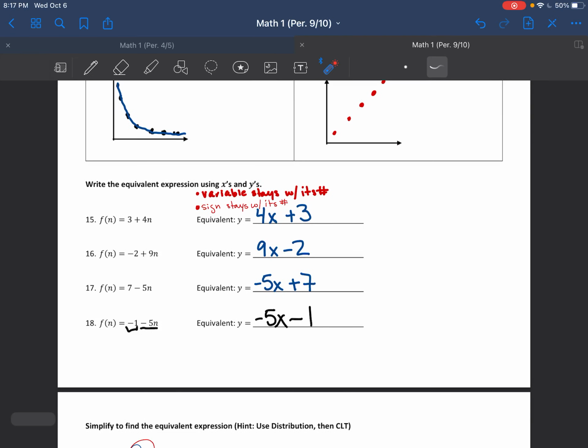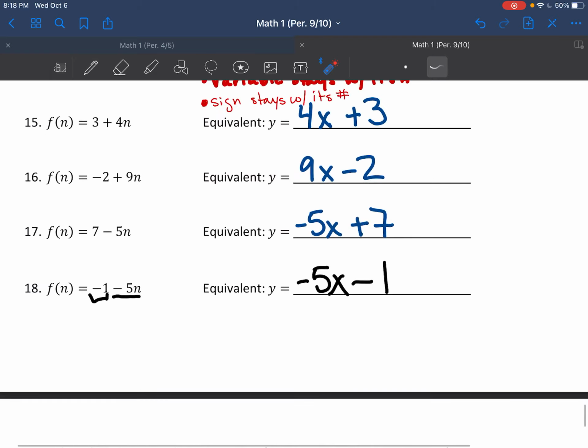15 through 18, we're changing function notation to x's and y's. So here's all the answers. Please notice that each of the variables stays with its number, and the signs also stay with their number. So let's look at 17 specifically.